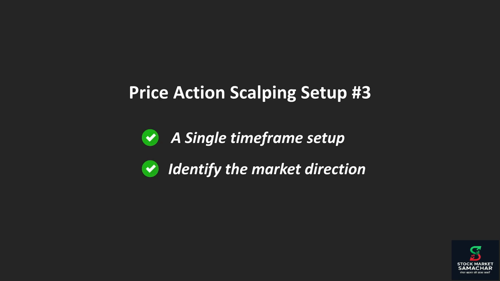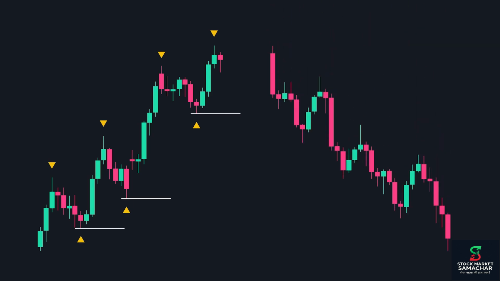In the first step, we identify the market direction and decide whether to buy or sell. Trading in the same direction as the main trend increases our confidence and success rate. What we want to see is a clear trending market. In an uptrend, the price should make higher highs and higher lows while respecting the swing lows. In a downtrend, the price should make lower lows and lower highs while respecting the swing highs.